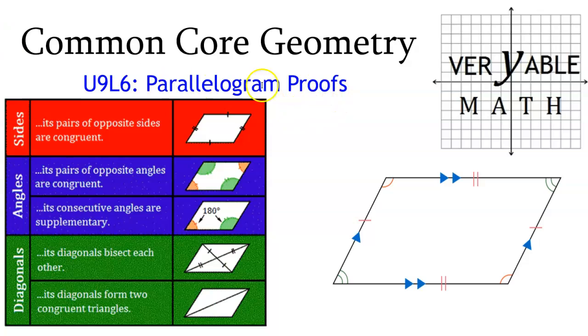All right, that was the lesson on parallelogram proofs. Not a different procedure, just more information that can help you prove that two triangles are congruent if you know that the shape is a parallelogram.